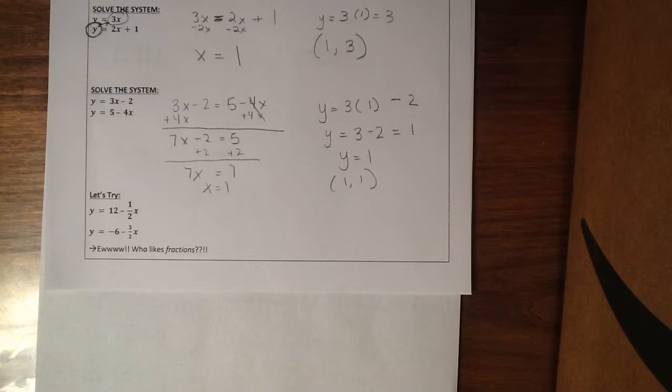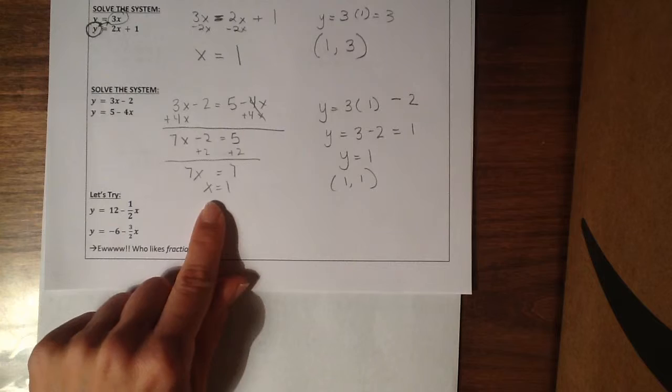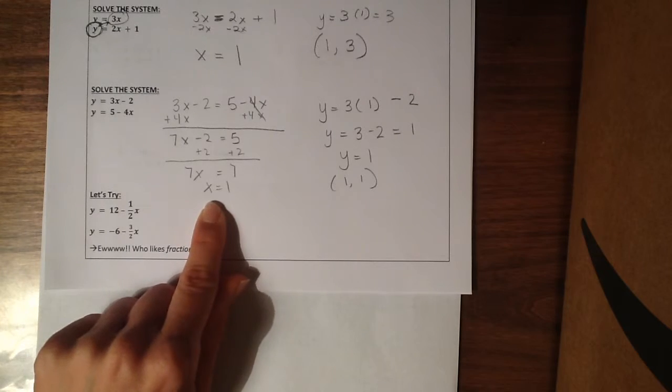Okay, let's see how you did. Notice I substituted the first equation into the second equation, replacing y with 3x minus 2. Then I add 4x to each side, and I got 7x minus 2 equals 5. Add 2 and get 7x equals 7, and then divide by 7 and I end up with x equals 1.